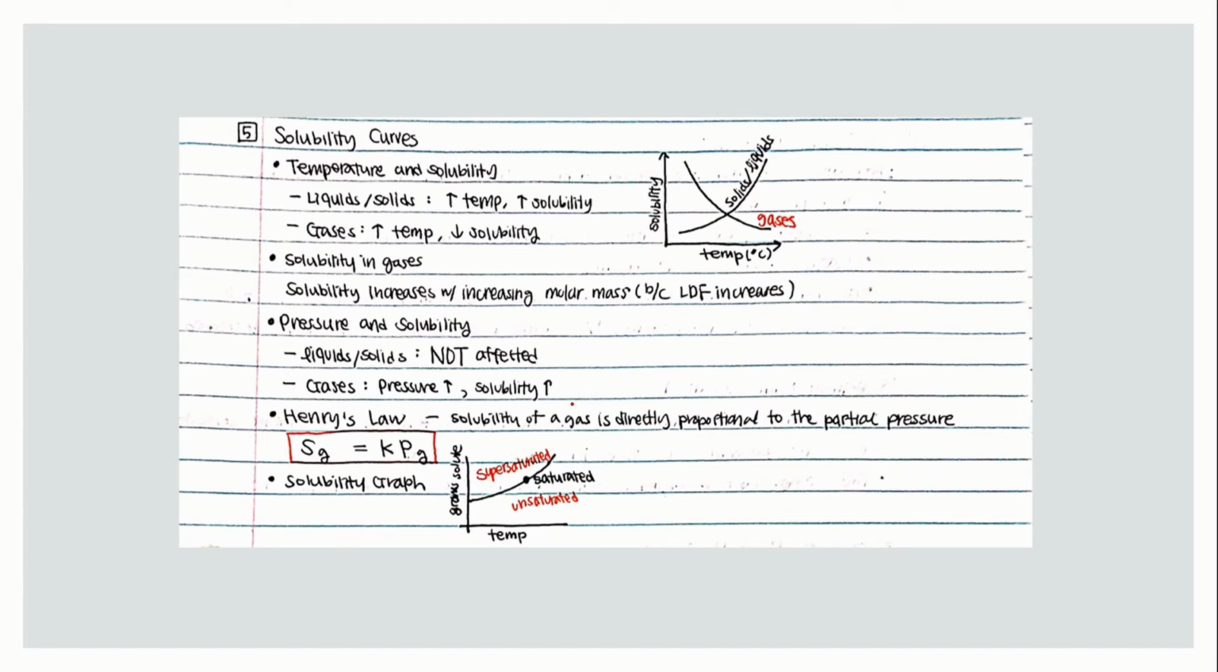Next topic is the solubility curves, and this shows the relationship between temperature and solubility. So for liquids and solids, as temperature increases, the solubility increases. But for gases, as temperature increases, the solubility decreases, and you might wonder why, but this is because as temperature increases, the gas molecules will move faster, so it will be hard to keep them under control and make them stay in water in liquid state.